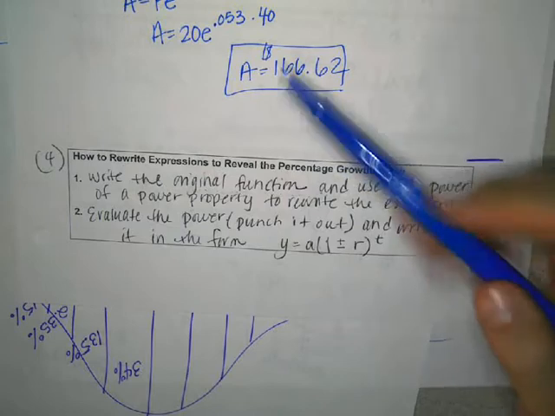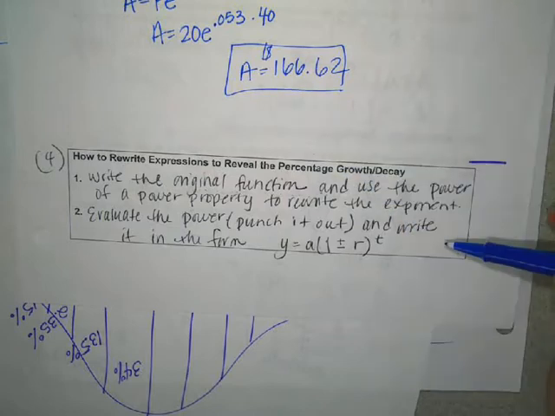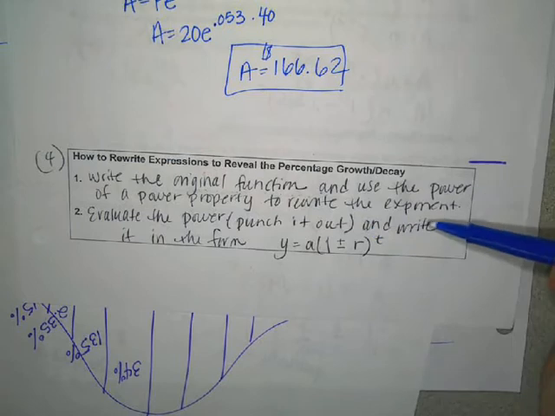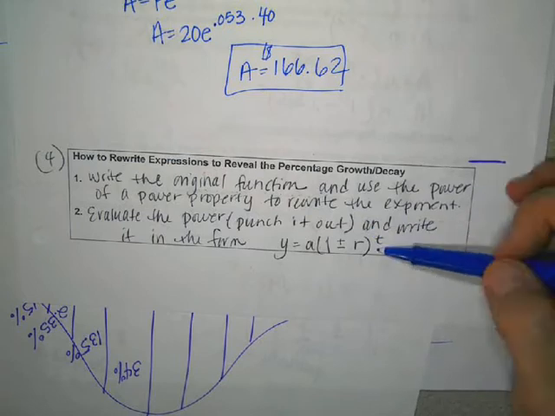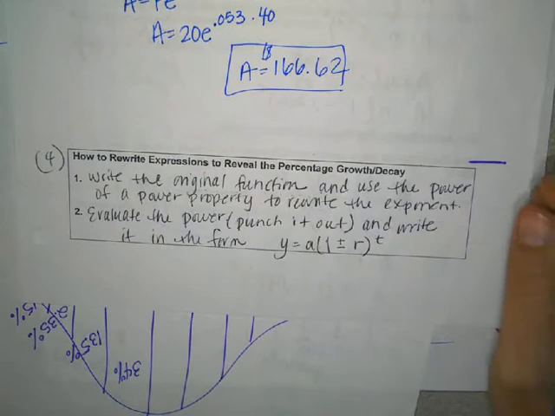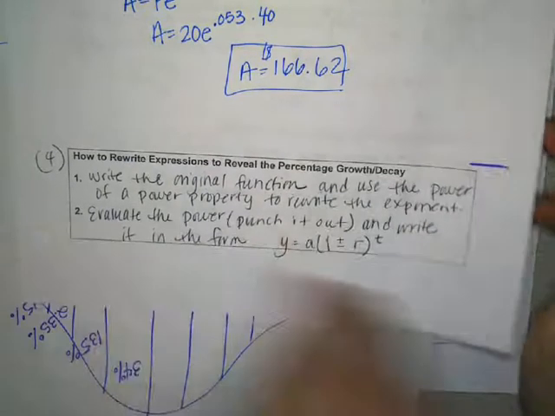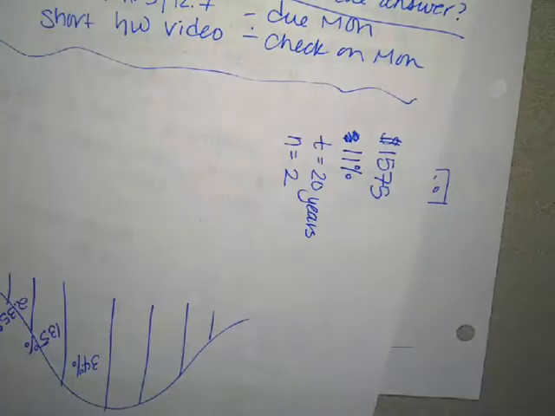The next thing that we do then is evaluate the power, which you punch out in a calculator, and write it in the form that we're used to. Okay, so this is basically working backwards again. They're giving you a function and you're supposed to back it up until you can find the rate that they had at the very beginning. Okay, let's look at a couple of examples here.